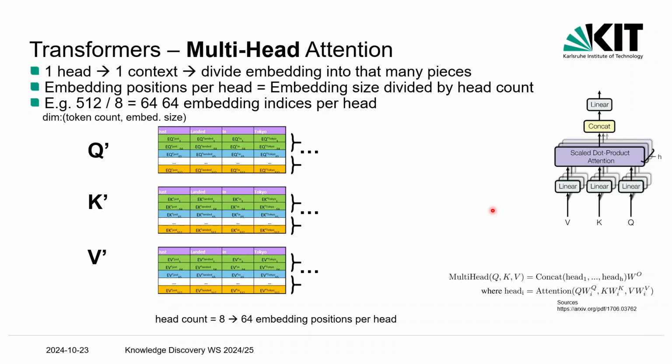So in multi-head attention, the idea, as I alluded to before, is that one head implies one context. And the idea is that we divide the embedding, which in our example is of size 512, into as many pieces as there are heads. For instance, if we say there's 8 heads for an embedding of size 512, that means each head would have 64 indices attributed to it, and so on.